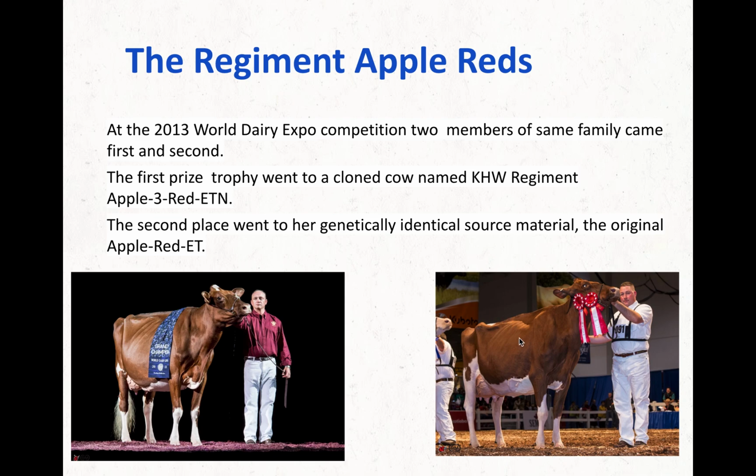So at some point, the cells from this cow, who's called Apple Red ET, her cells were taken and grown in a laboratory in some way, implanted into a surrogate mother, and developed into Apple 3 Red ETN. Fantastic name. They are genetically identical. They've got exactly the same chromosomes inside their cells. There could be some slight differences depending on environment, how well they were fed. Maybe in the uterus there might have been a few changes, but they are clones of each other.